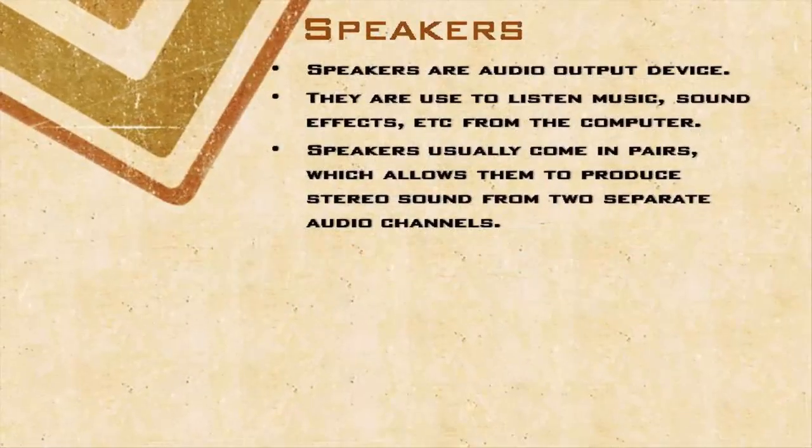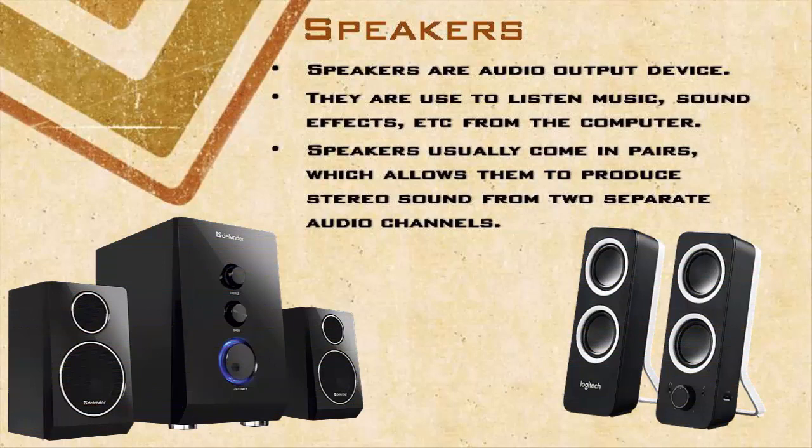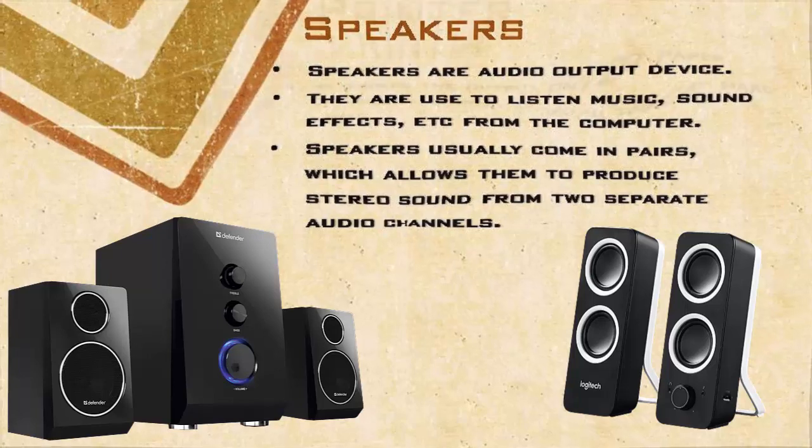Now the next output device is speakers. Speakers are basically audio output devices. They are used to listen to music, sound effects, etc. from the computer. Speakers usually come in pairs, which allows them to produce stereo sound from two separate audio channels. Such as whenever you listen to music, the voice you hear comes out through the speakers.